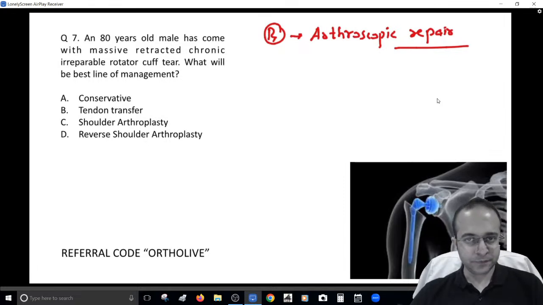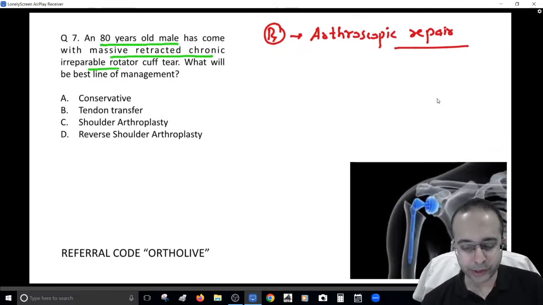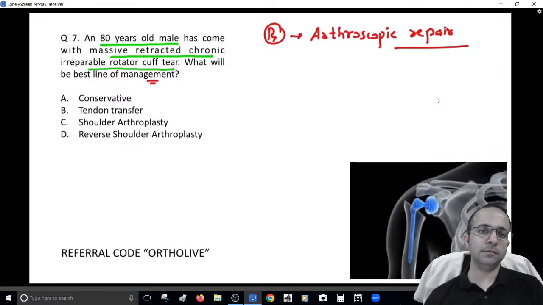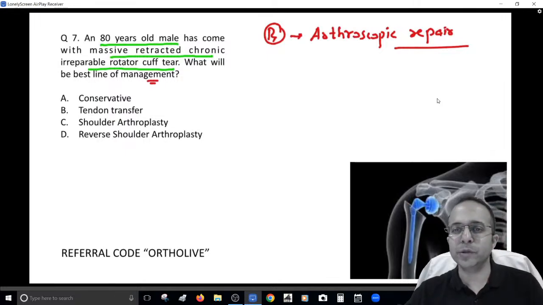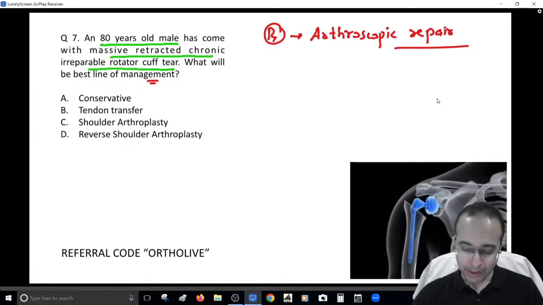Now, a previous INI-CET paper gave you this terrible question. An 80 year old male has come to you with a massive retracted chronic irreparable rotator cuff tear. And you were supposed to choose the best line of management for this case. So in case someone comes to you with an old tear where the muscle is all degenerated, no more rotator cuff is left, and it's 80 years of age, what will be the treatment option you want to choose from this?